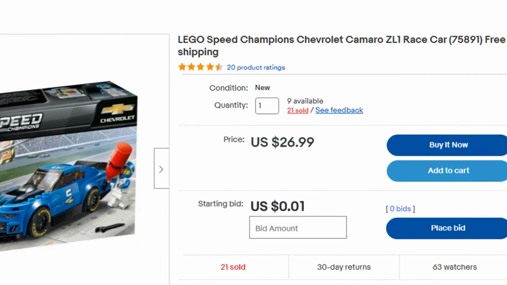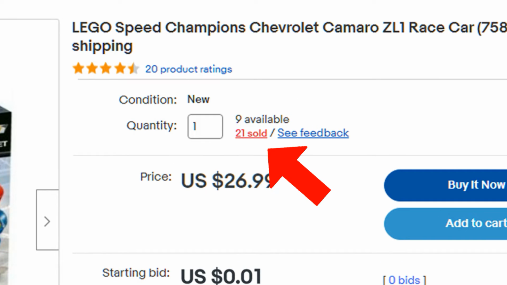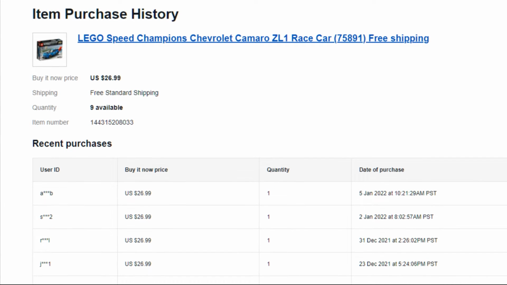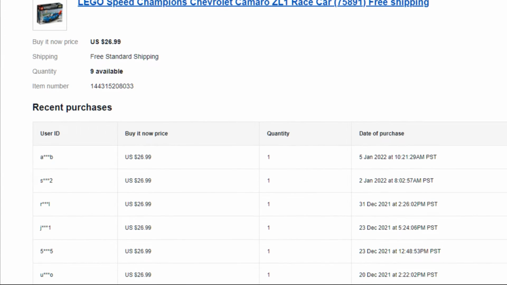So if we go back to the listing here, we can see that 21 of these cars were sold. And if I open that up, it shows me all the previous sales, at which time, date, and price.